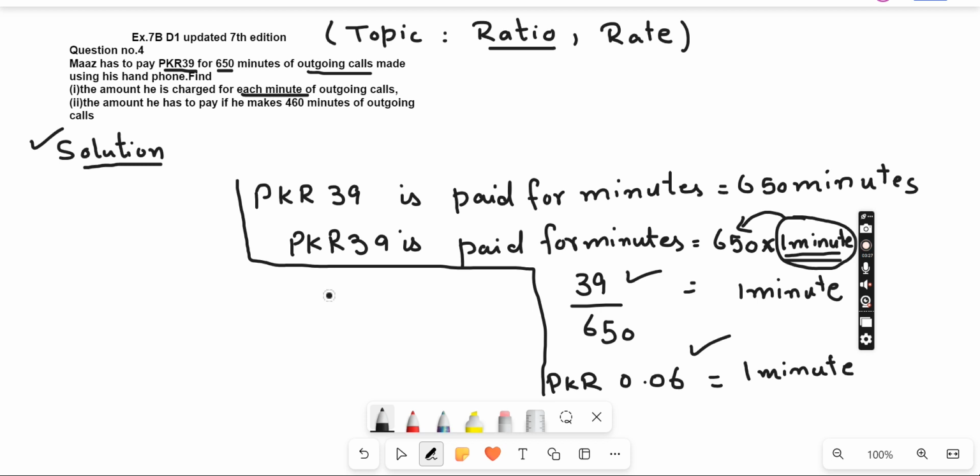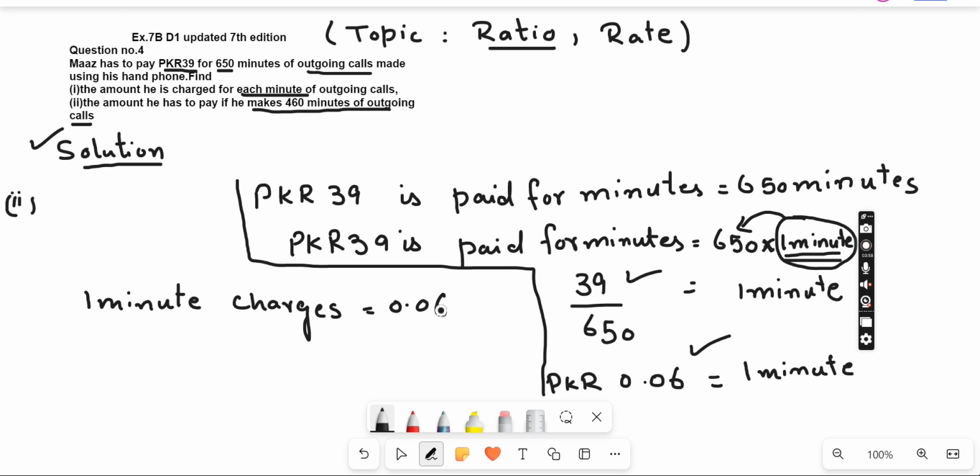Then the solution for the second part of the question: the amount he has to pay if he makes 460 minutes of outgoing calls. Again, for 1 minute he has to pay the charges of the call, or you can rephrase the amount paid in your own words. This is 0.06 dollar or Pakistani rupee for a 1 minute call. 1 minute call charges are this one.